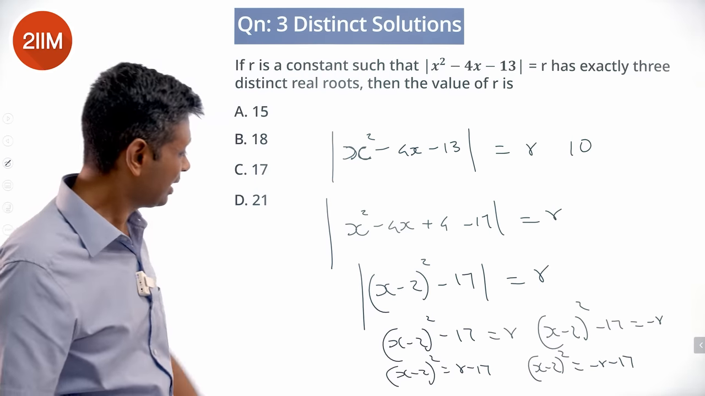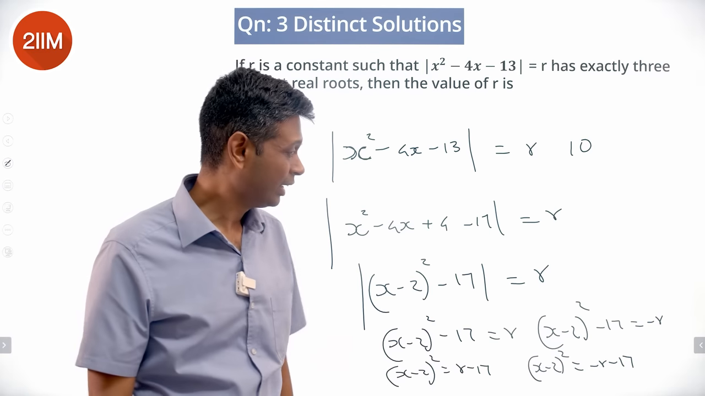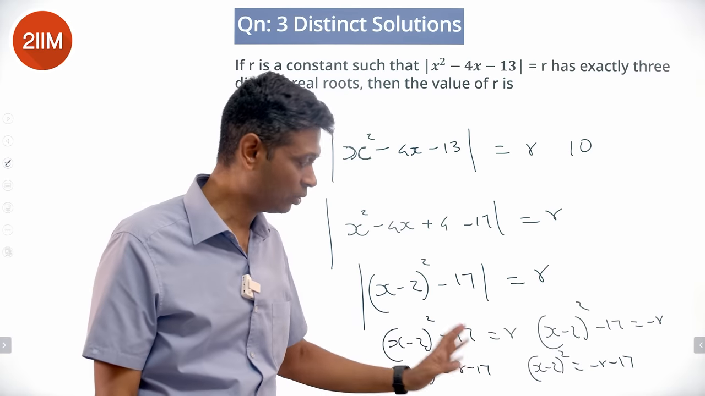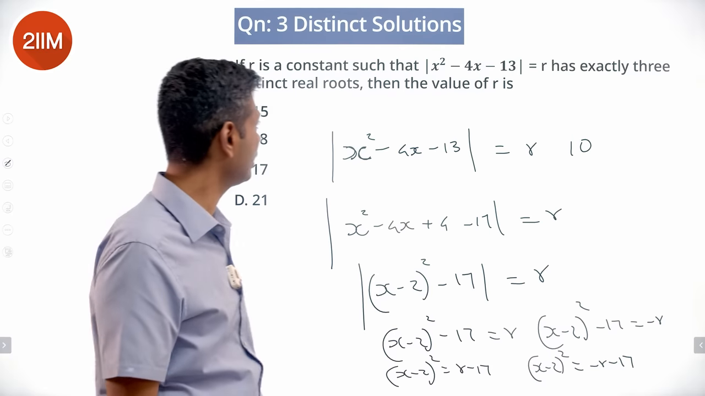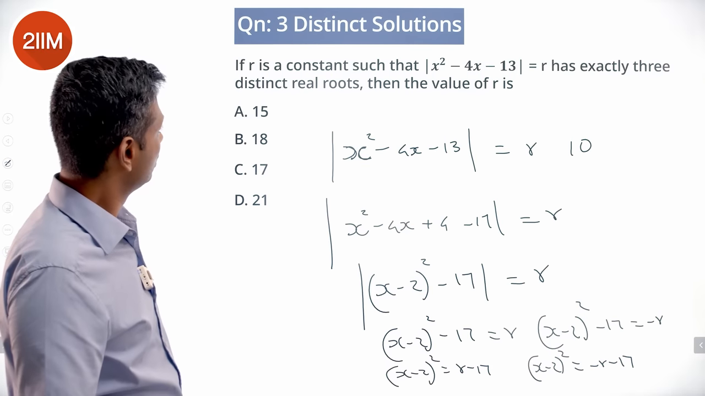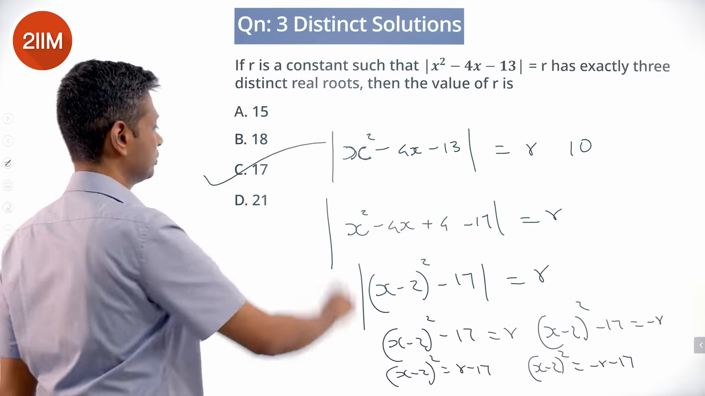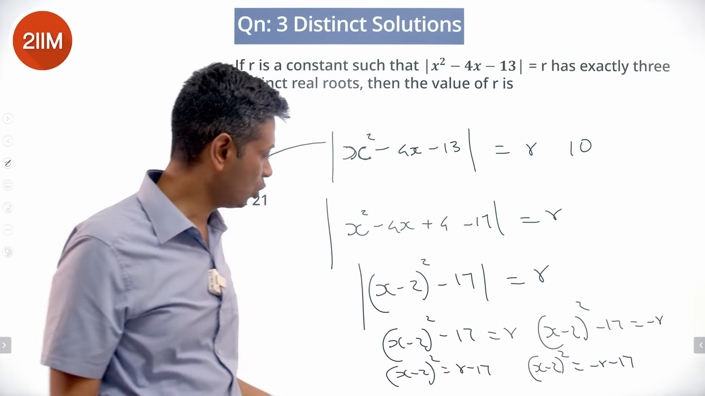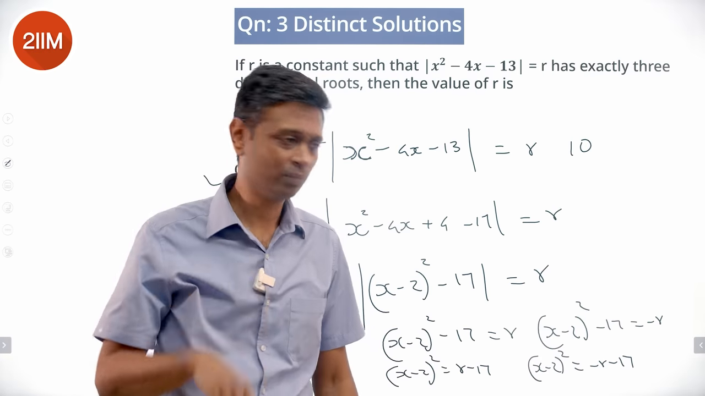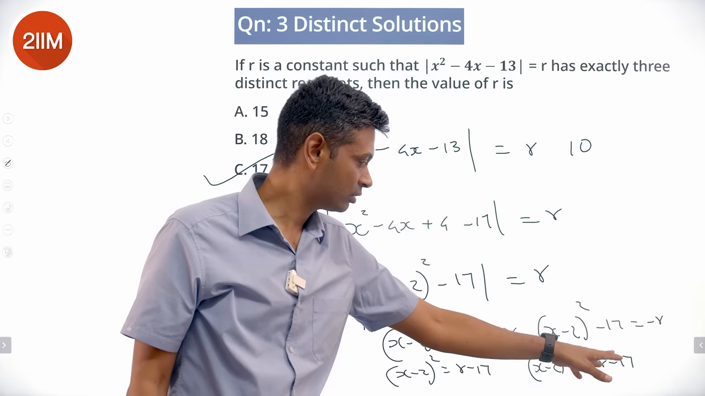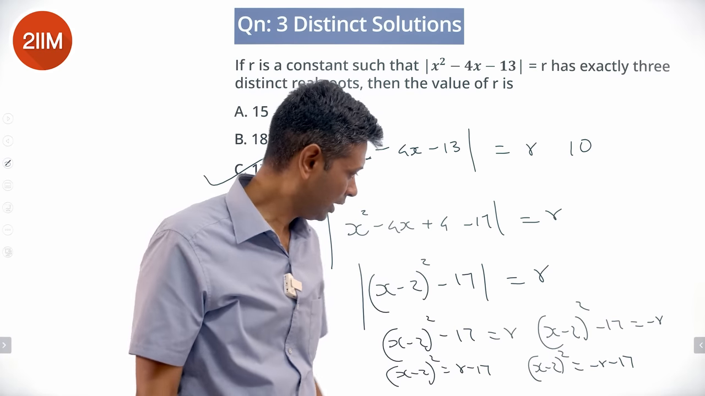When will that work? One of these has to go to 0. If r is 17, then (x - 2)² - 17 will go to 0. So the value r = 17 works. Done. This goes to 0, (x - 2)² is 0, and it has only one root, x equal to 2. If r is some other value, I don't know whether that works.